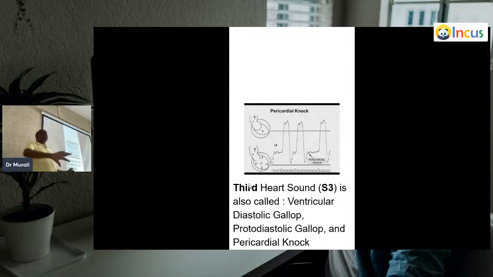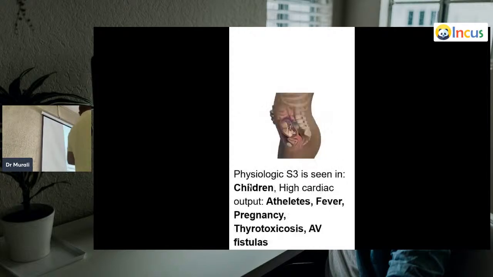Then, what is the other name given for the third heart sound? Ventricular gallop, diastolic gallop. Pericardial knock is also a diastolic sound which is similar to S3. In constrictive pericarditis, you get pericardial knock. It is a type of S3. Then, can you see S3 physiologically? Yes, sir. Any high cardiac output, like athletes, fever, pregnancy, thyrotoxicosis, AV fistula.